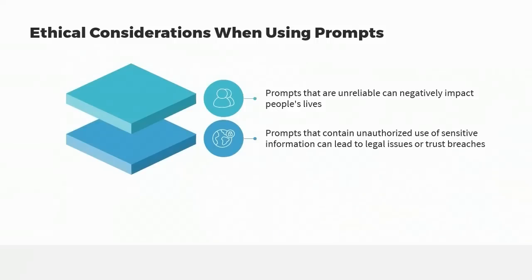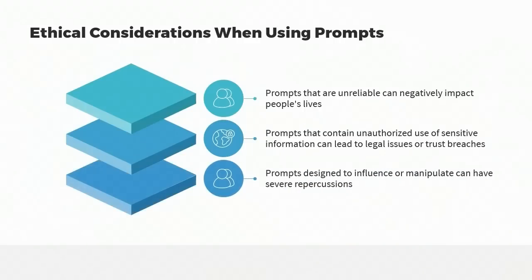Second, prompts that contain unauthorized use of sensitive information can lead to legal issues or trust breaches. ChatGPT should not be allowed to handle sensitive information, such as personal data and confidential details, without authorization. Such information must be protected and may not be misused. Third, prompts that are designed to influence or manipulate can have severe repercussions on individuals and broader society, so it's crucial to consider the implications in areas such as politics and advertising. For example, a prompt could be used to generate misinformation to discredit a political opponent.